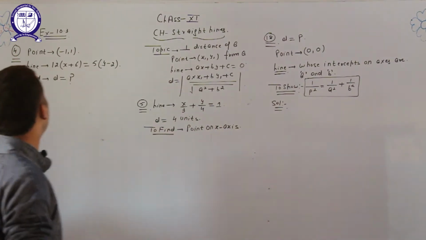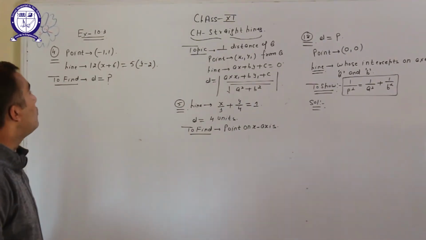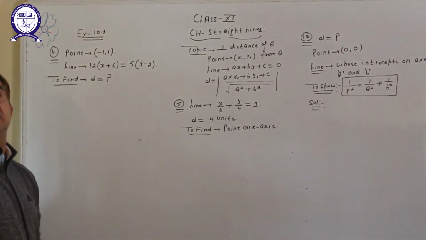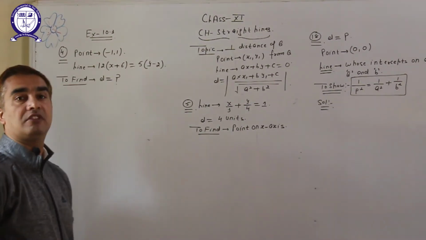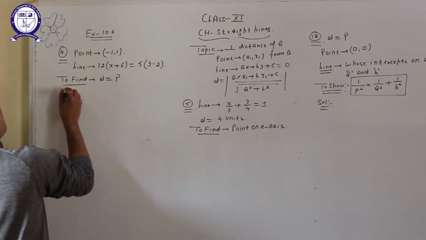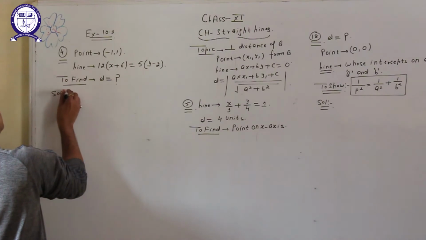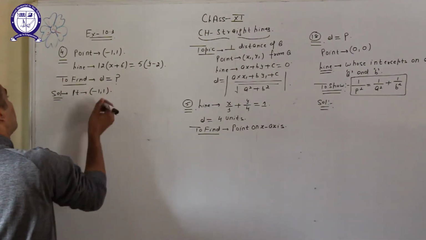Let us start with some questions. In exercise 10.3, fourth question is there. Point is available to us -1, 1 and line is available to us. Question is asking about find the distance of the point from the line. First of all, line should be in proper form. We have already point. Point is -1, 1.